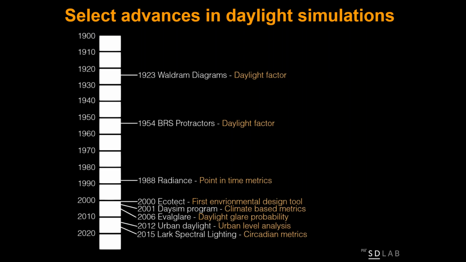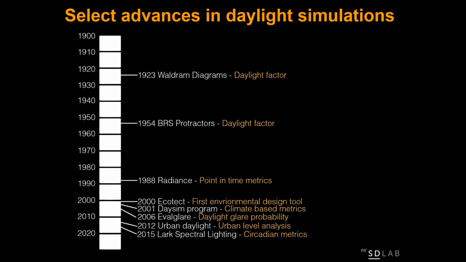So I'm starting to wrap up. This is a timeline which was suggested by members of the lab yesterday that I should be doing. This is not an exhaustive historic timeline of innovations in daylight simulations, but it hits the main points that I was talking about today. In terms of daylight simulations, the first methods available were the Waldram diagrams. Then years later, we had the BRS protractor methods. Then Radiance itself was first developed in 1988, even though it's still under development.